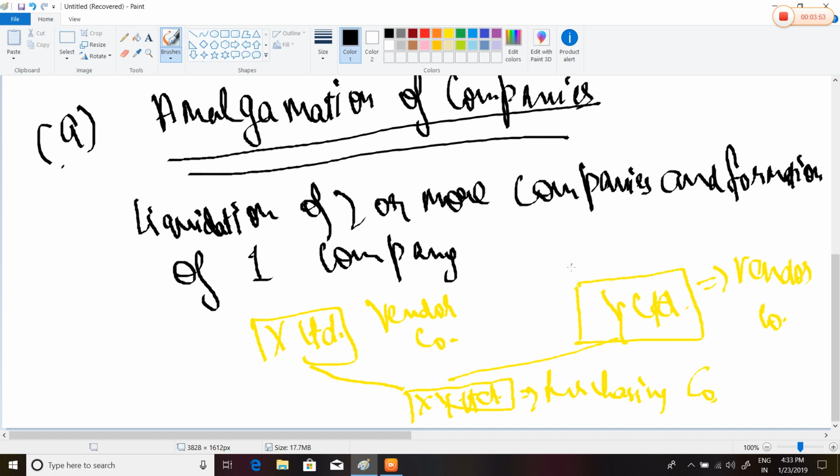Let's say X Limited and Y Limited are two companies. X and Y are the vendor companies, and they both liquidate in order to form a new company, that is XYZ Limited. XYZ Limited in this case is the purchasing company. Every new company is the purchasing company.